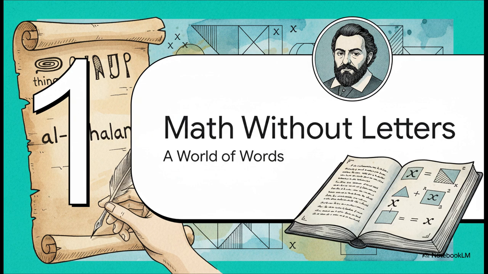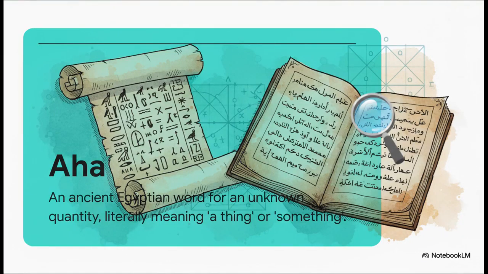You see, the biggest challenge for early mathematicians was super simple, but also huge. How do you even talk about a number you don't know yet? The ancient Egyptian solution? They just gave the unknown a name, aha, which literally means a thing or something. So they weren't using a symbol, but more of a placeholder word. It was a really important first step. They were naming the mystery, but math was still kind of stuck being written out the long way.